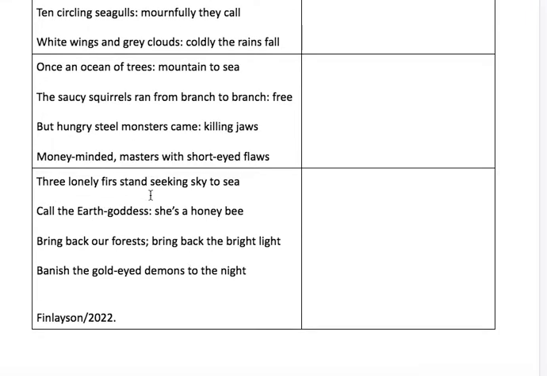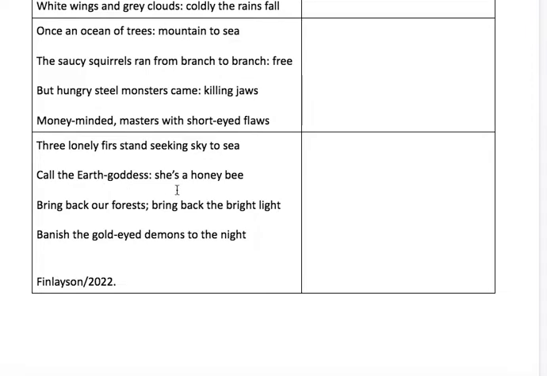3 lonely firs stand, seeking sky to see. Call the earth goddess, she's a honeybee. Bring back our forests, bring back the bright light. Banish the gold-eyed demons to the night.